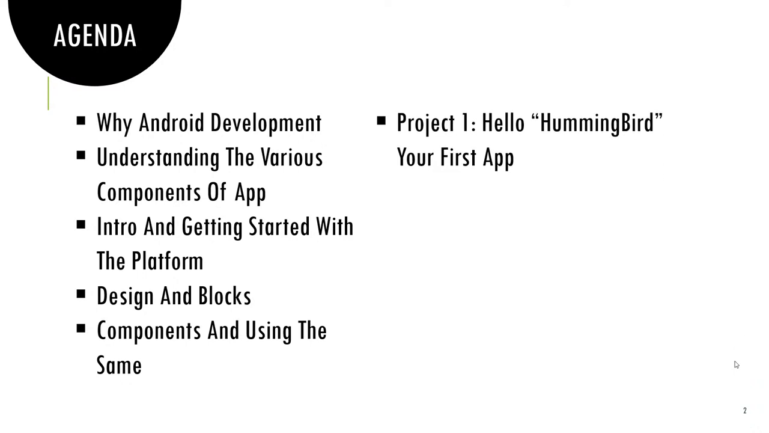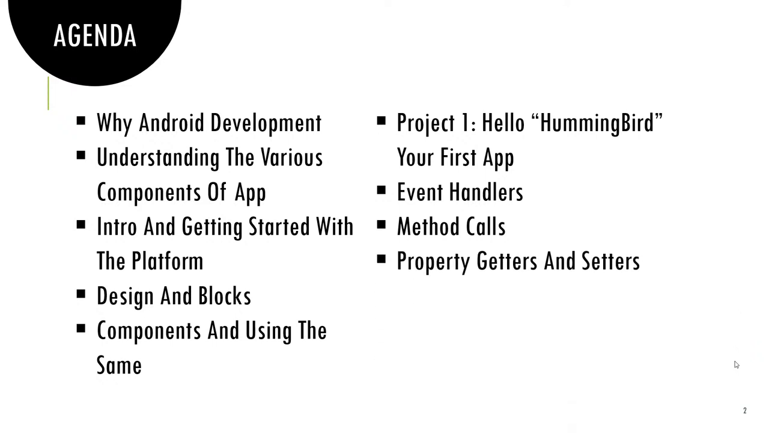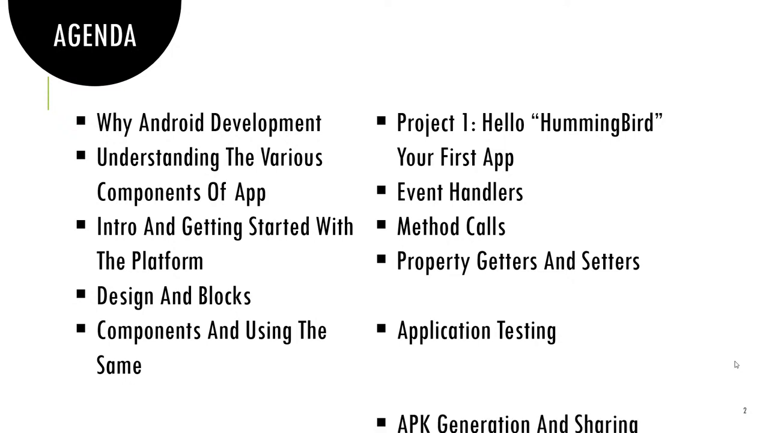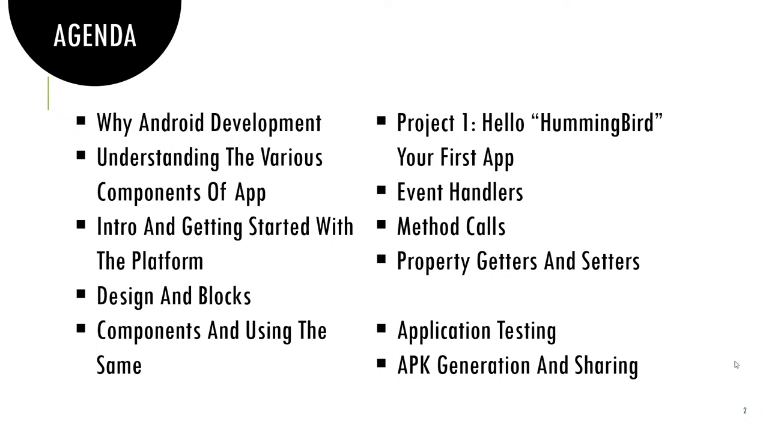We'll follow this seminar with 13 projects. The very first project will be like Hello World. Instead of Hello World, as it is already done by everyone, we'll have this as Hello Hummingbird, your first app. Then we'll see event handlers, method calls. I'll go at a faster pace to cover this agenda for today. We'll go one by one in sequence. So we'll see property getters and setters, and application testing. Once we get our first app, we'll see how we can test our applications, how we can generate the APK, and how we can share it.